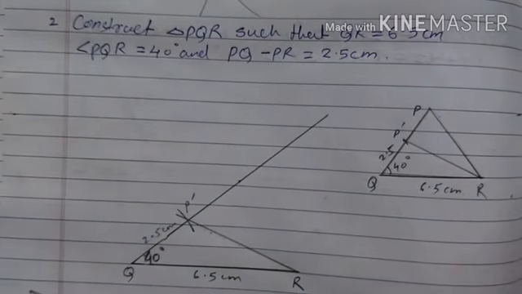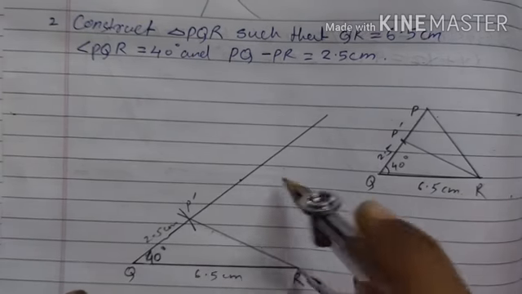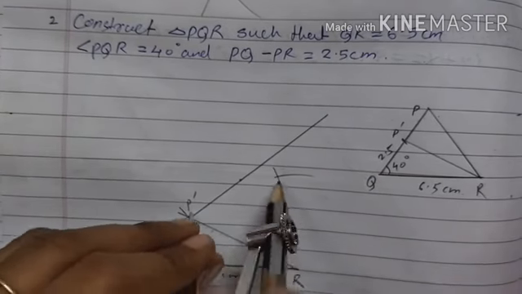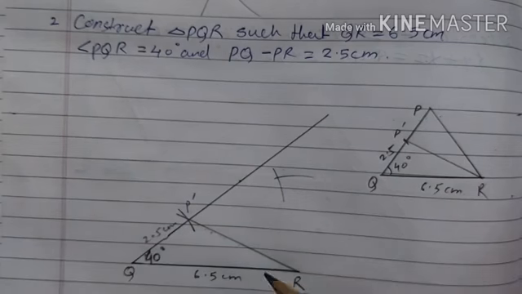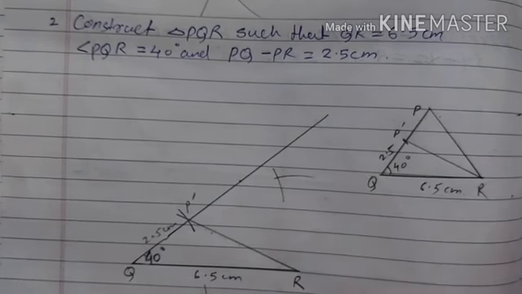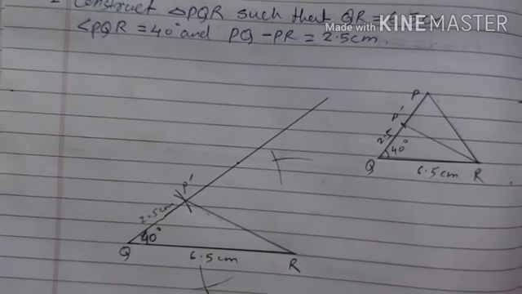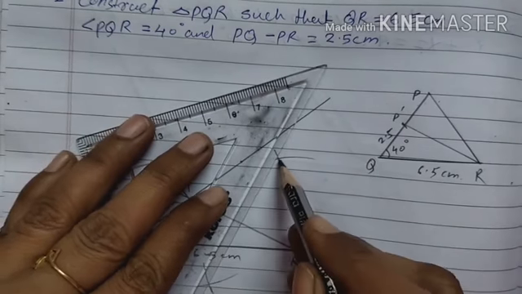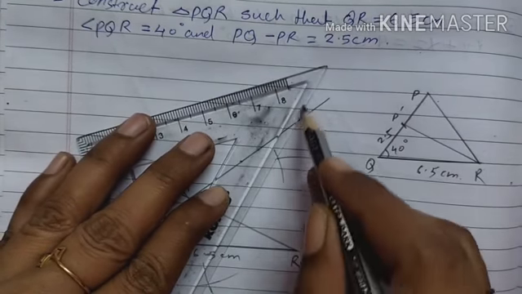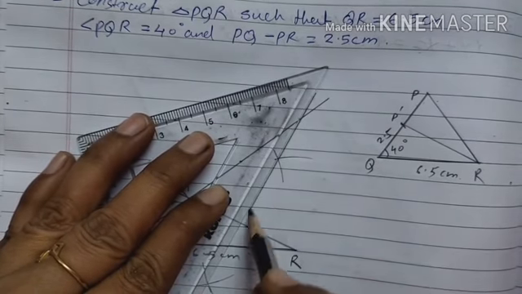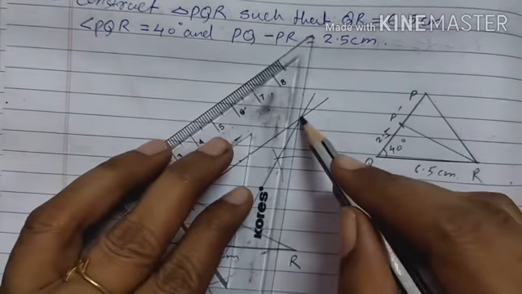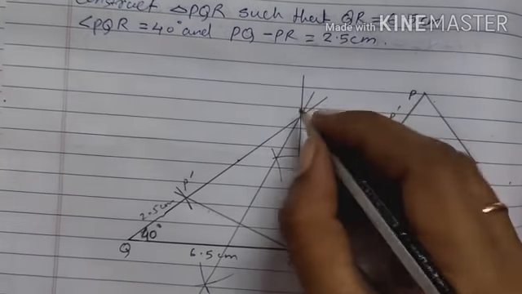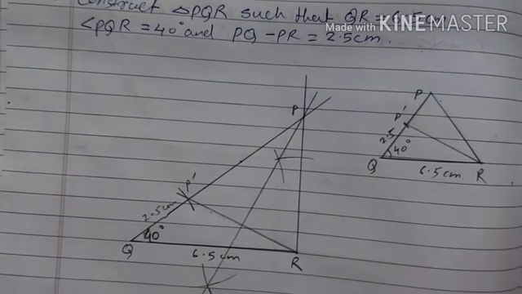Next step is draw perpendicular bisector of P dash and R. Take more than half distance on a compass and draw perpendicular bisector of P dash and R. Extend this perpendicular bisector till it intersects the angle ray. Perpendicular bisector intersects angle ray at one point. This is your point P. Now join this point with R. So this is your required triangle PQR.